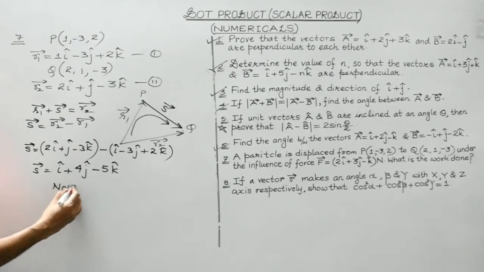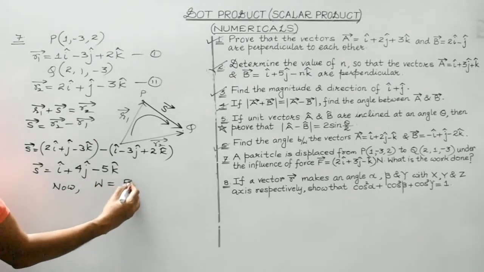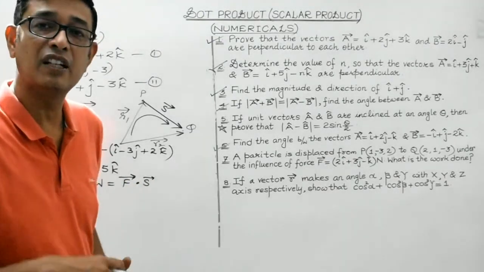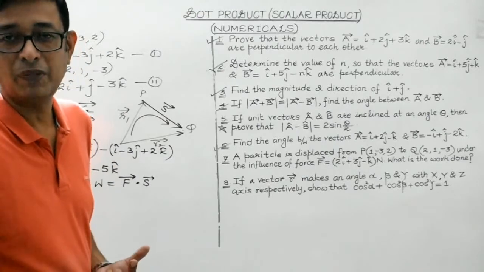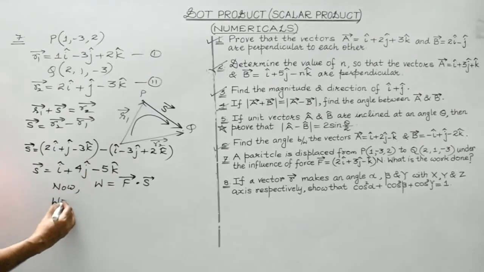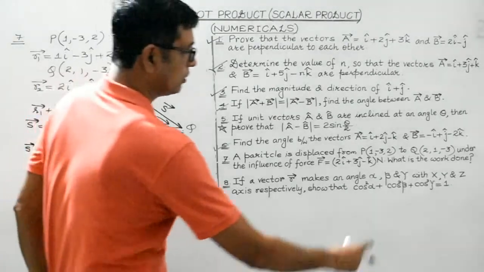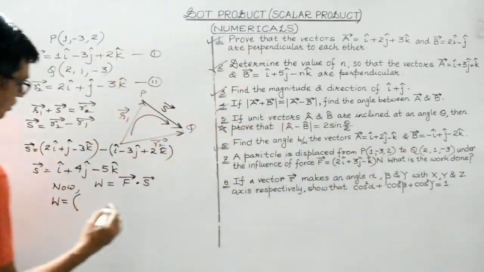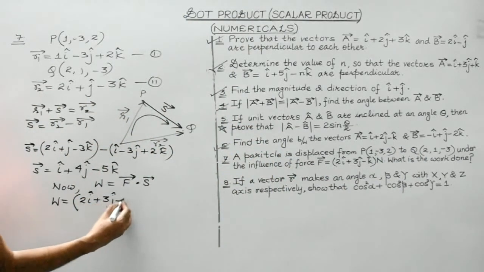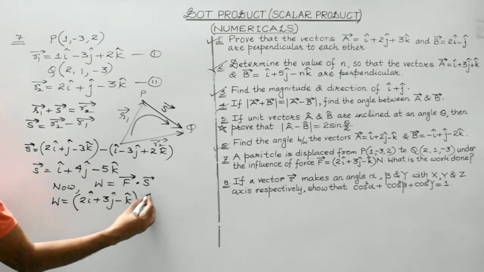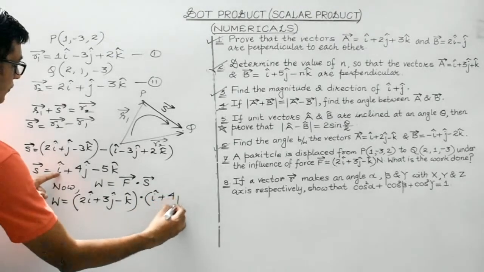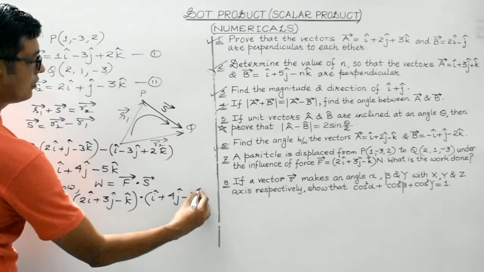Now we are aware work done is given by the scalar product of force and displacement. We are aware of it, isn't it? Work is itself a scalar quantity and it is given by the dot product of force and displacement. S is the displacement. So let's substitute the value. Force, the body moves from P to Q under the influence of this force, which is 2i cap plus 3j cap minus k cap dot displacement as obtained is i cap plus 4j cap minus 5k cap.